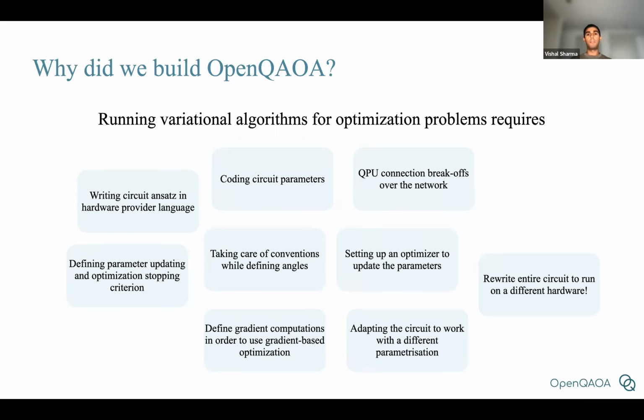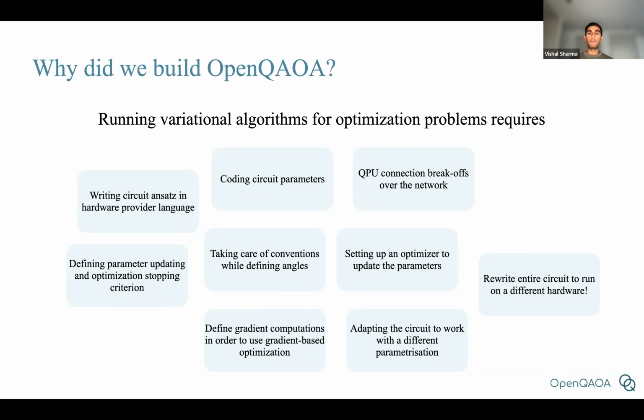But the problem is that if I'm trying to run QAOA and I want to compare, I write the circuit, let's say in Qiskit, and I want to now compare it to the Rigetti QPUs, I need to rewrite the circuit again in PyQuil language, in Rigetti's language. So that's one aspect.